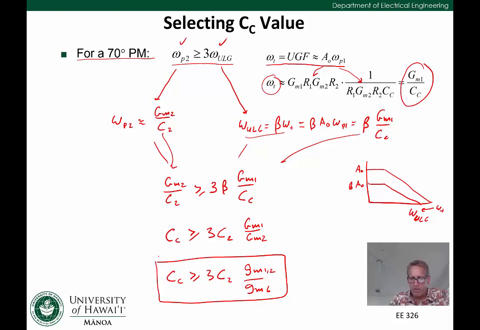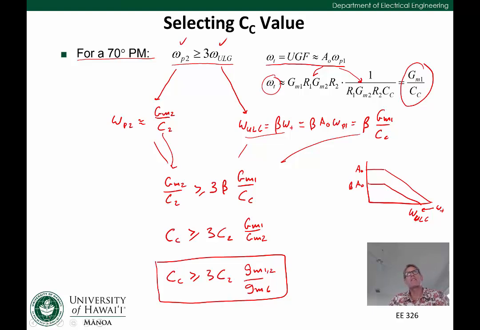It says that if we have these certain values of GM and a certain load capacitance, or total capacitance at the output node, C2, then we can determine what size compensation capacitor we need for a 70-degree phase margin. Obviously, we could choose a larger compensation capacitor and get a bigger phase margin. But this is a nice guide into picking the size of the compensation capacitor. Now, that's not all we can do.